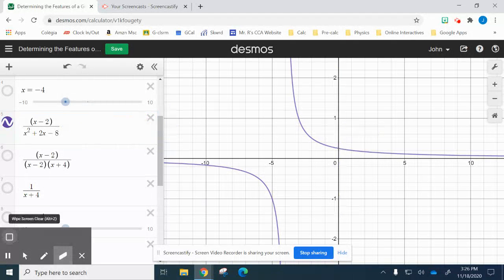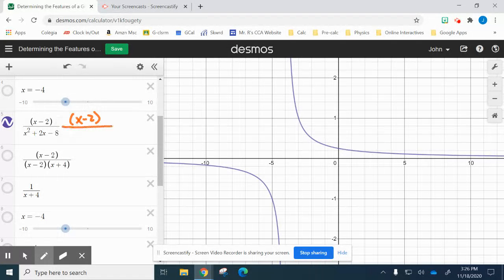Now, to get our x-intercept, we have to put 0 in for y. And we already found out on this one that we have a horizontal asymptote at 0, so we're not going to be able to find one. But let's just walk through it anyway. So we got x minus 2 on the top, and we had x plus 4 and x minus 2 on the bottom, right?